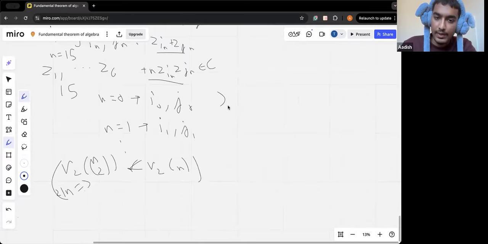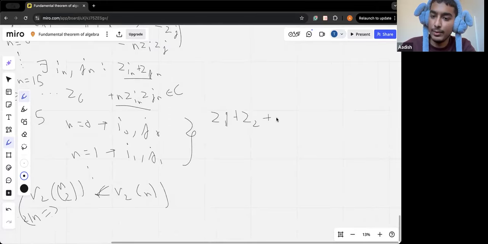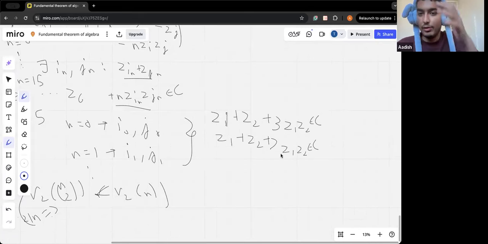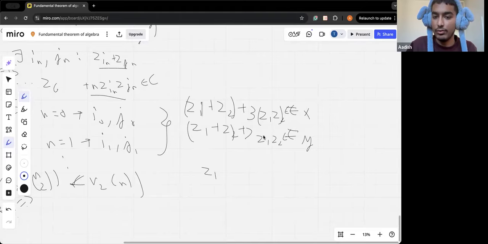Anyway, we have two things that have the same pair. Suppose they are z1 and z2. So we get z1 plus z2 plus 3 z1 z2 is in C, and z1 plus z2 plus 7 z1 z2 is in C. Now these are two linear equations. Say this is a complex number x, and this is a complex number y. You solve these two equations and you get equations in z1 plus z2 and z1 z2. These are linear, so you can get z1 plus z2 in terms of x and y.